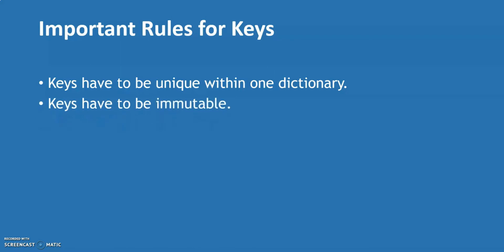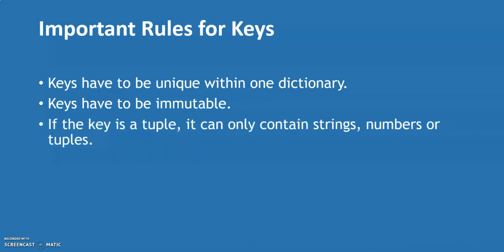Next, keys have to be immutable. The key names have to be immutable. That means it should be an unchangeable element. So it's better to give keys as strings and numbers. Next, if a key is a tuple, it contains only strings, numbers or tuples. As we already know, strings and numbers are immutable. And what about tuples? A tuple can contain mutable elements also. Either directly or indirectly it can be used as a key.